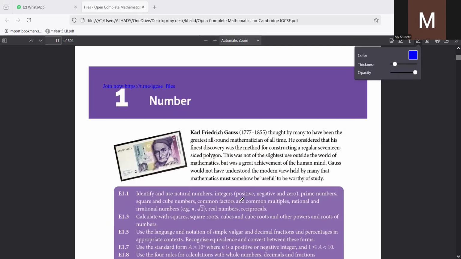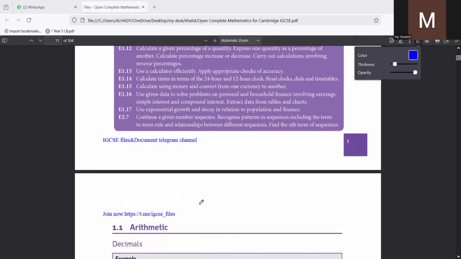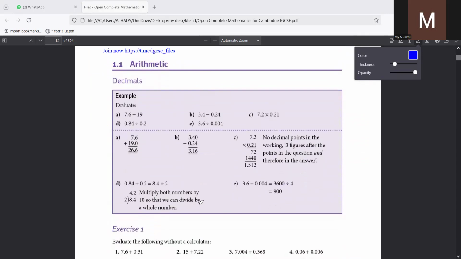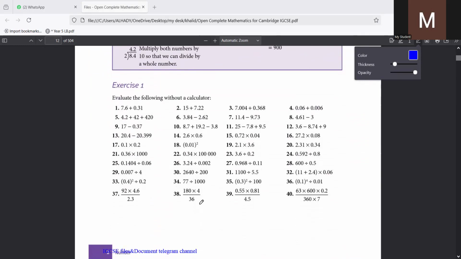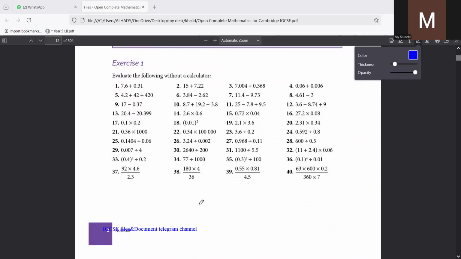Okay, this is the Extended Math IGCSE curriculum. We're starting with the first chapter, which is about numbers. According to the changes, because we are going to do Paper 2 without a scientific calculator, we need to learn how to do these types of questions without using a scientific calculator.